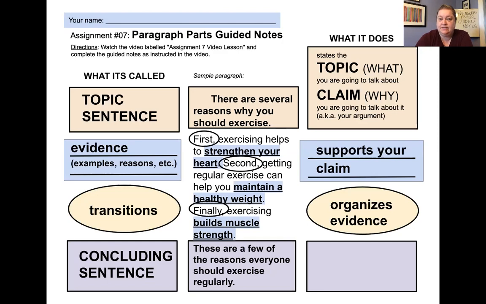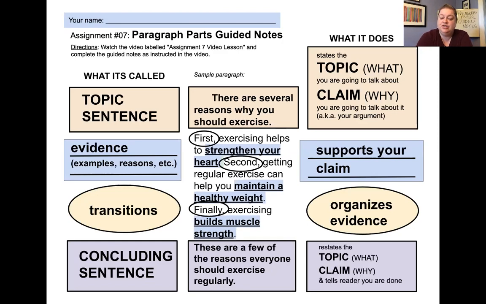And its purpose is going to be to restate the topic and the claim. So if you look at our topic sentence, there are several reasons why you should exercise. You're going to hear those 2 ideas, exercise and the reasons it's good for you, in the concluding sentence. And the concluding sentence, these are a few of the reasons everyone should exercise regularly. So the concluding sentence restates the topic, restates the claim, and signals to the reader that your paragraph is over.